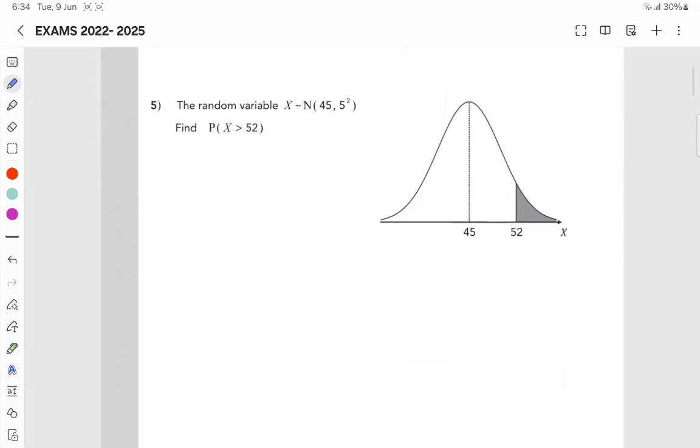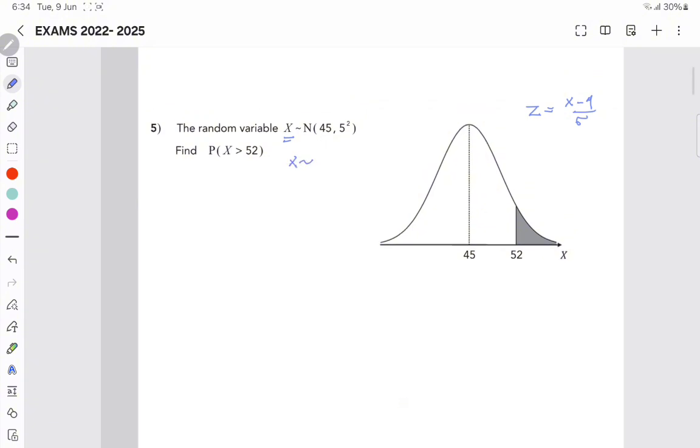Next question. The random variable, what is given here? It's x. It's not standardized. To change it from a general normal to a standardized one, we use the formula z equals x minus mu divided by sigma. So that is the mathematical notation. And everyone knows that the mathematical notation is x distributed normally with mu and sigma squared.